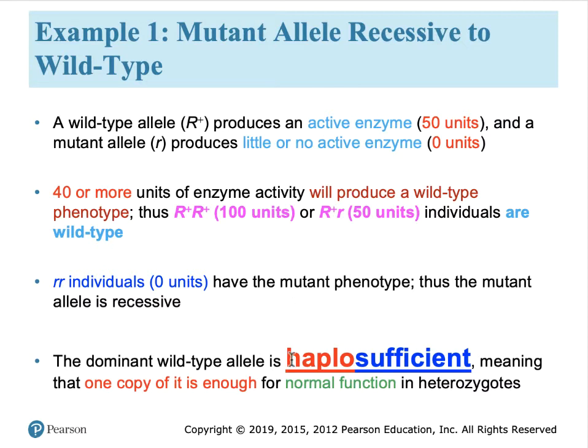Incidentally, there's a genetic term for this kind of relationship with the heterozygous. It's just as powerful as the homozygous on the phenotype. And we call that a haplosufficient allele. So the dominant wild-type allele is haplosufficient in that just one copy of it is enough to encode normal function, even in the case of the heterozygote.